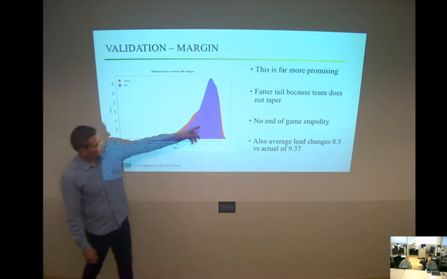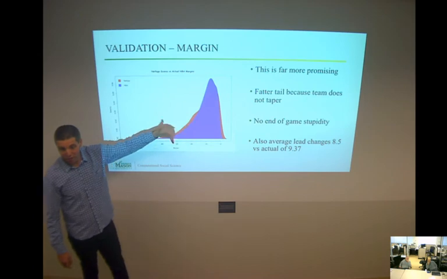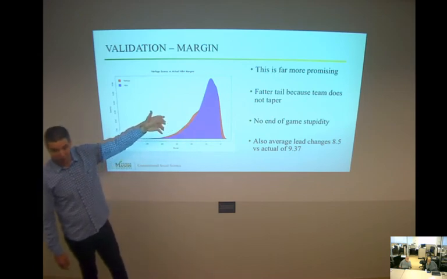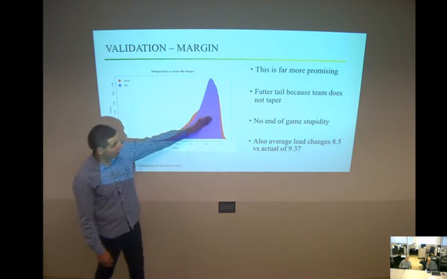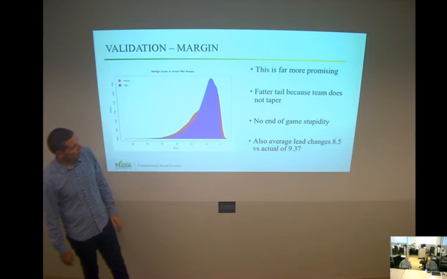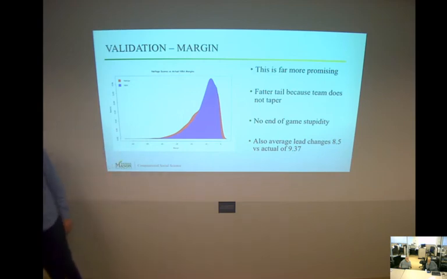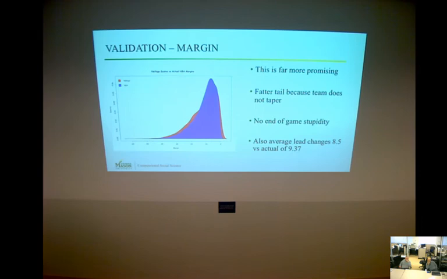I have no tapering, so obviously if a team is well up, you're going to rest your all-stars or your better players, which would push it this way. There's none of that skimming points at the end, but I thought that was pretty impressive in terms of a close fit to actual real-world data out of a fairly simplistic model.